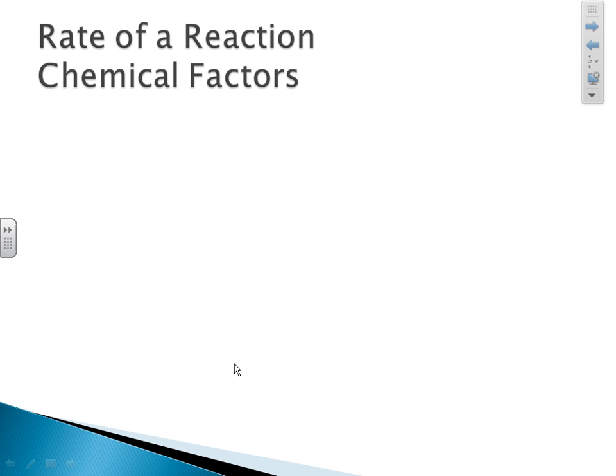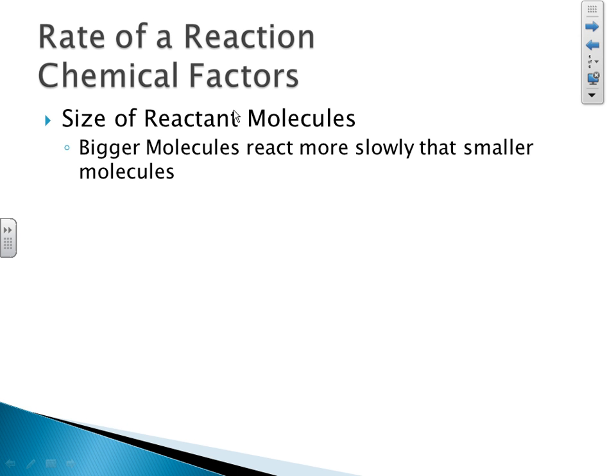There are some chemical factors that can affect the rate of this reaction. When we talk about chemical factors, now we're talking about the actual reactants that are in there. Changing something about the reactants may increase or decrease the rate of that reaction. So first, we can talk about the size of a reactant molecule. Bigger molecules react more slowly than smaller molecules.